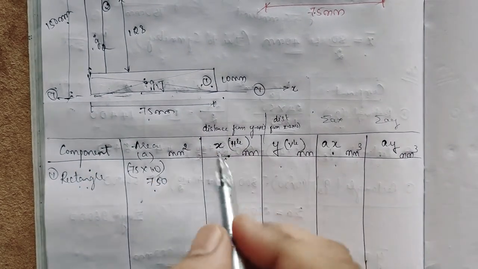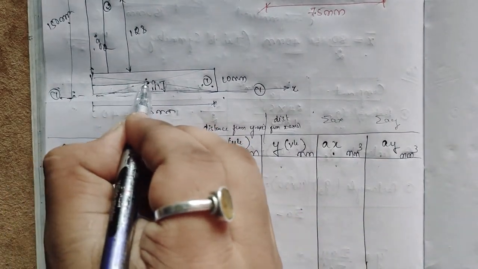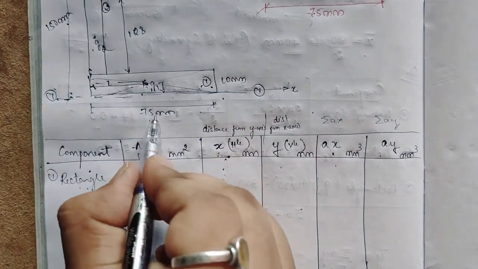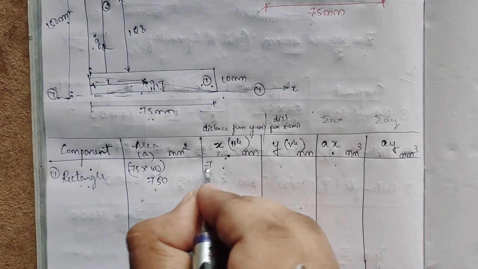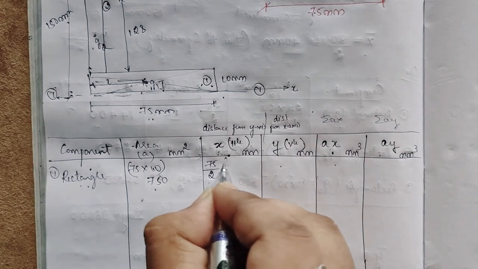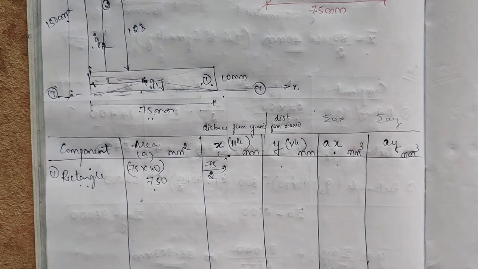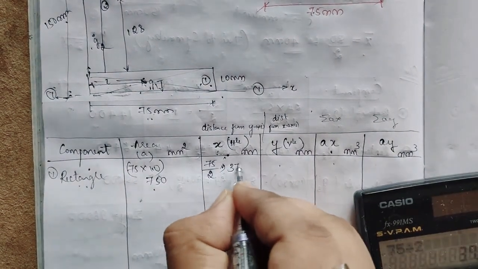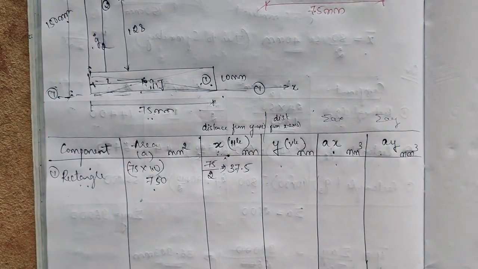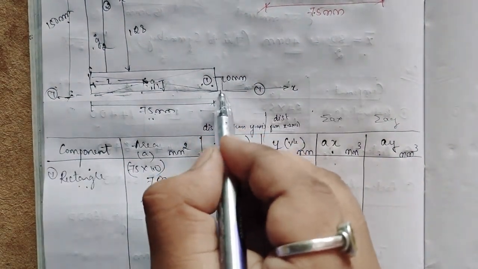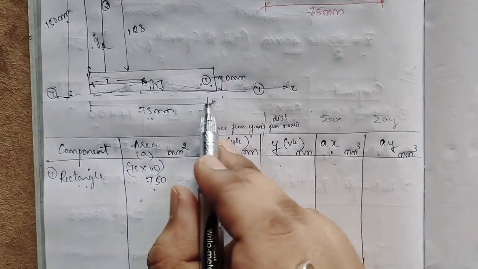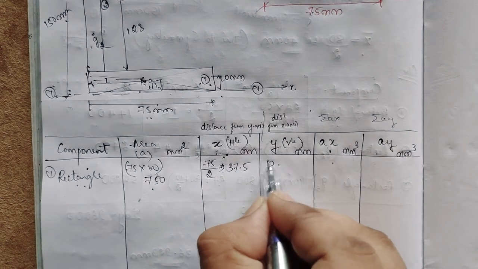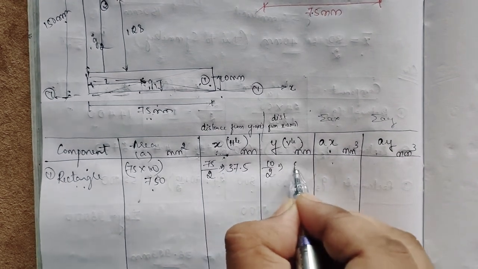Now we need the x distance from this. What is the distance of x from the y axis? This is 75, so 75 by 2, we already know that. What does 75 by 2 come to? 37.5. Correct? Next, for y, what do we do? It is d by 2. For the rectangle it is b by 2 and d by 2. So the y distance is d by 2, that is 10 by 2, which is nothing but 5.